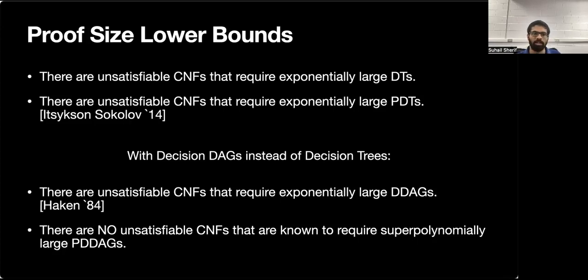Now, in this talk, we're not actually going to look at parity decision DAGs. We're going to stick to parity decision trees. And what we're going to do is show a different way of proving lower bounds on parity decision trees. The previous proofs by ITCS and Sokolov are very specific to the problems they were looking at, and we're going to show a more general way of showing parity decision tree lower bounds. And hopefully that can generalize in time to parity decision DAGs.